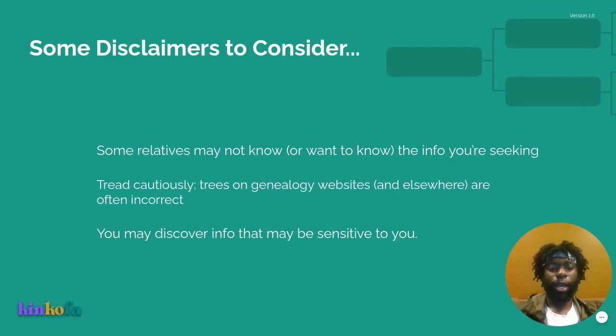So some things to consider when getting into descendant research. One is that in reaching out to new cousins and other relatives, there are some that may not know the info you're looking for. They may not want to know it. They may not want you to know it. And that's something to be mindful of, that you're not always going to get what you're looking for immediately. You should tread cautiously when viewing or receiving any information from others, especially from trees like those that you might find on a genealogical website or elsewhere. They often have questionable information, and you should question it whenever you see it.